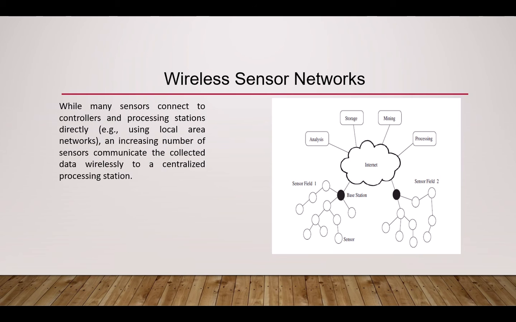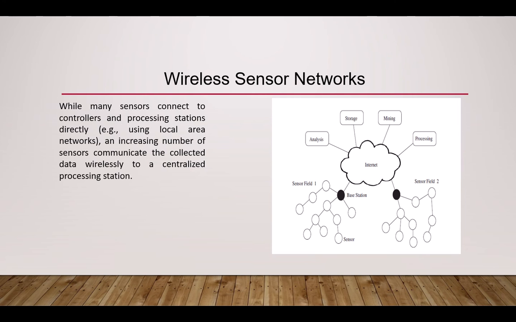Wireless sensor network. While many sensors are connected to controllers and processing stations directly using a local area network, an increasing number of sensors communicate the collected data wirelessly to a centralized processing station. This is important since many network applications require hundreds or thousands of sensor nodes, often deployed in remote and inaccessible areas. Therefore, a wireless sensor has not only sensing components, but also on-board processing, communication and storage capabilities.